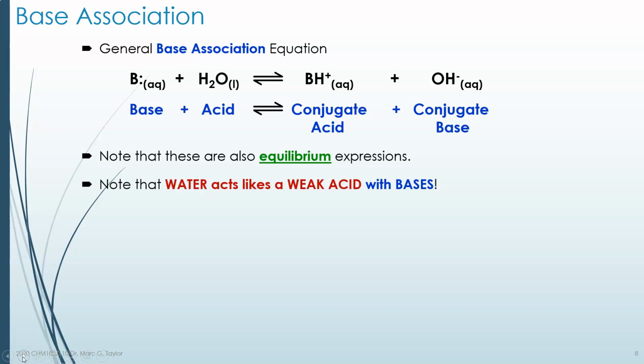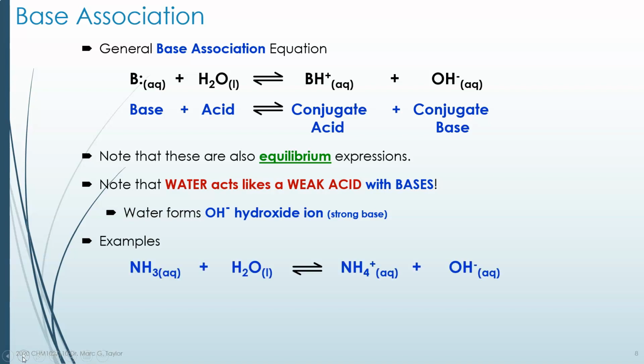So water acts like a weak acid when there's nothing else reacting with the bases. So water will form the hydroxide ion, which is a strong base. So no matter what base you throw in there, you're going to produce OH minus ions, strong bases. You may produce only a little bit if it's a weak base to start with, or a lot if it's a strong base to start with, but you'll produce hydroxide ion.